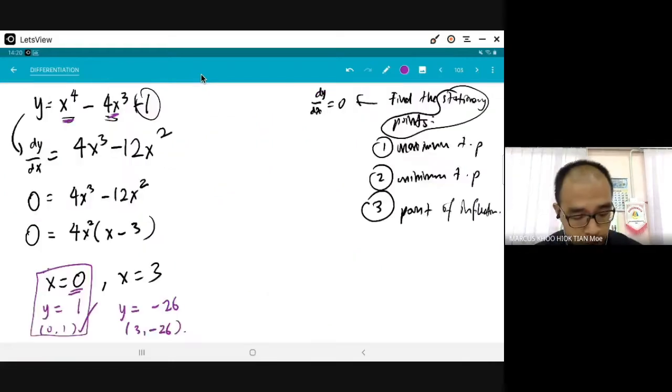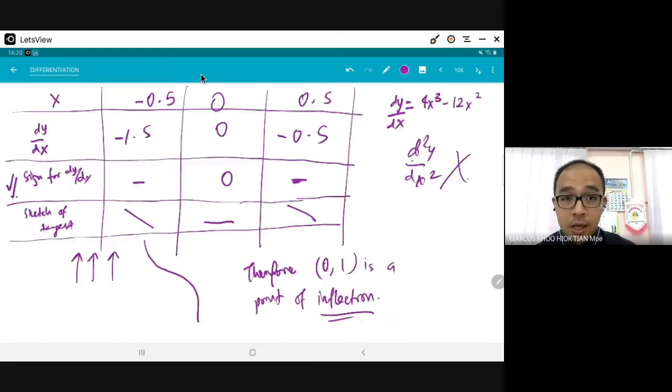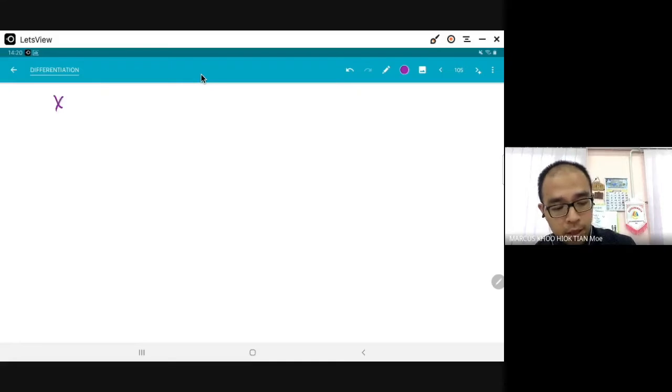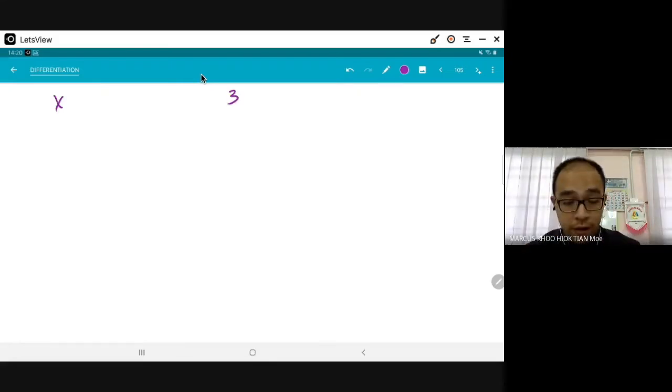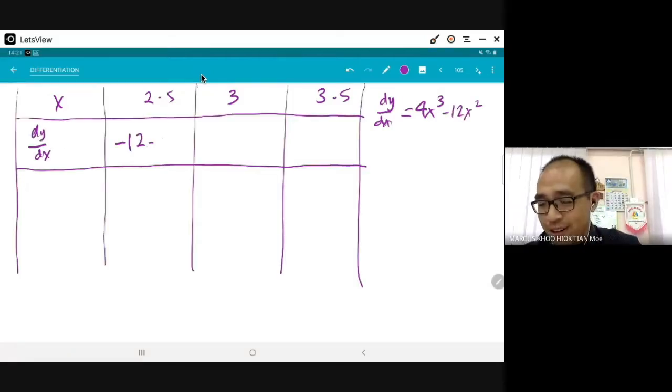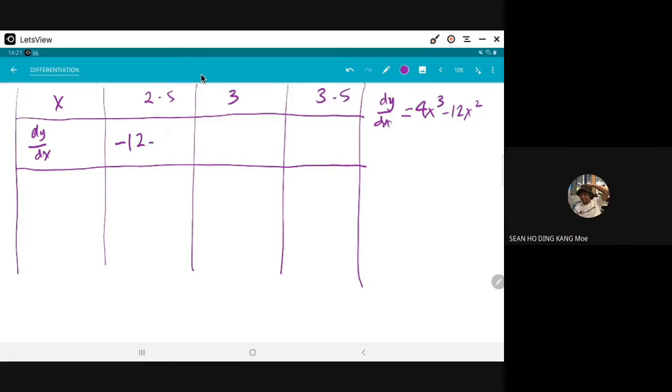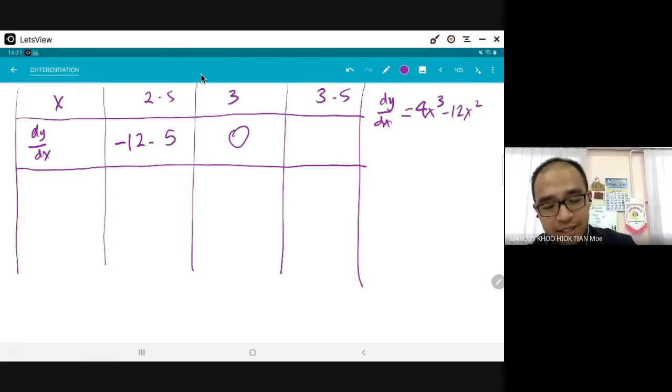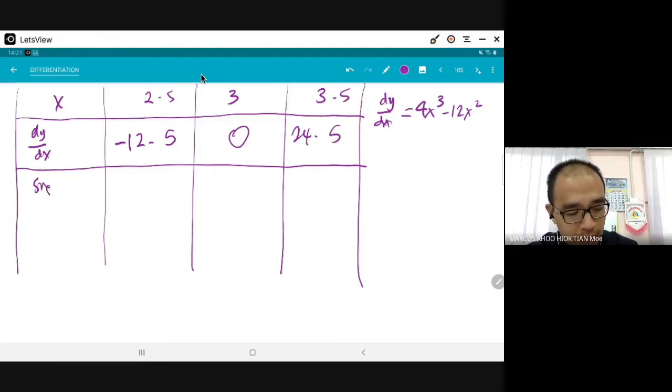But we still have one more stationary point, which is 3 and negative 26. So we can use the same thing. If x equals 3, we take 0.5 before and 0.5 after. So 2.5 and 3.5. Same thing, dy dx is 4x cubed minus 12x squared. Can somebody calculate this dy dx for me, please? Negative 12.5. And the other side is? 24.5. So we find that the sign changes from negative to positive.